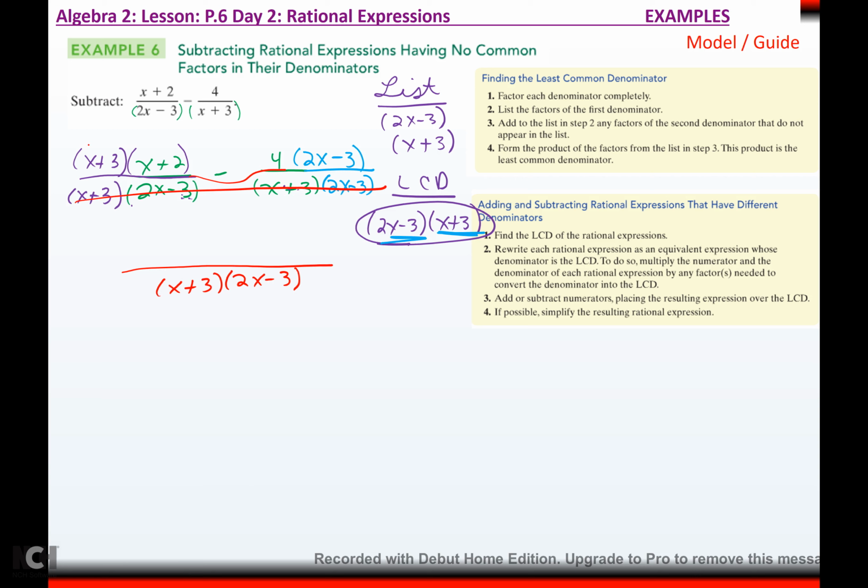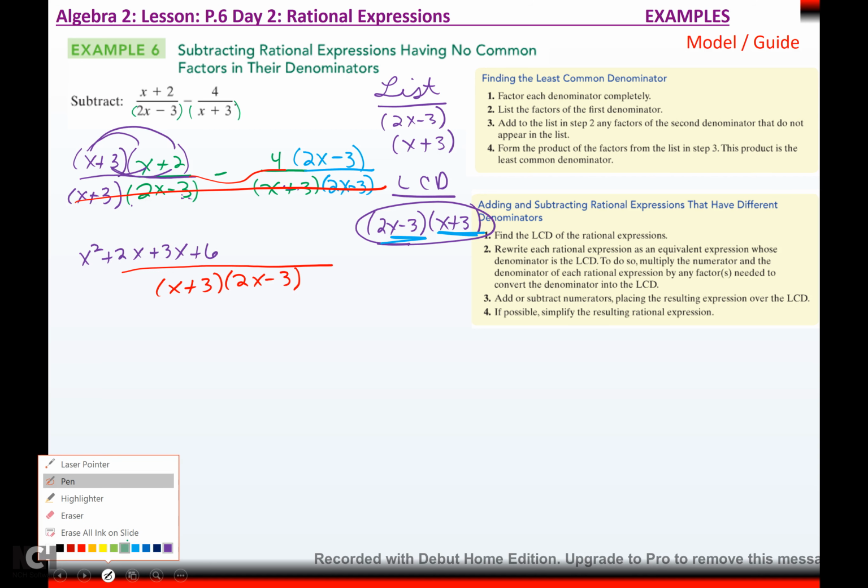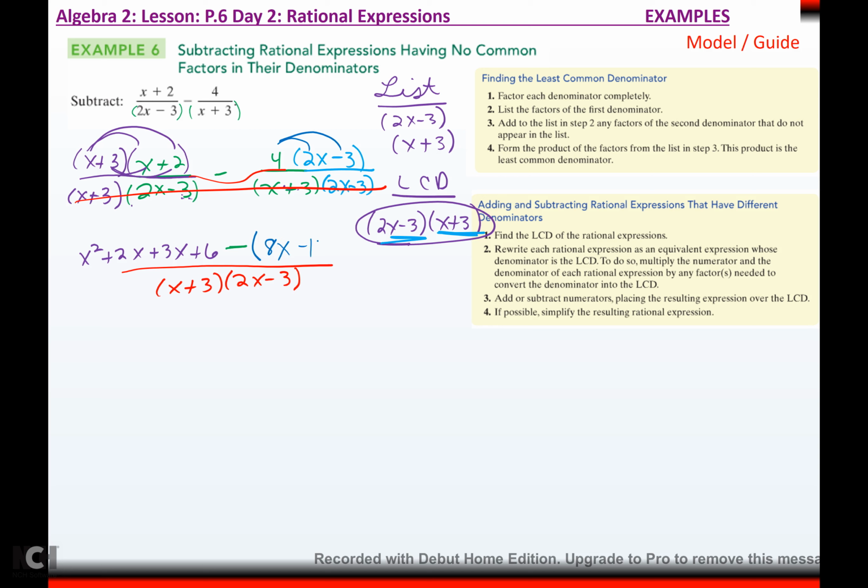So over here I'm going to have x times x is x squared. That's going to be 2x. That's going to be 3x. 3 times 2 is 6. Now here's where you've got to be real careful when it's minus. Whatever you're subtracting, you better put in parentheses because you're going to have to distribute that negative. So if I distribute, I get 4 times 2x is 8x. 4 times negative 3 is negative 12. So I'm going to clean this up. I'm going to combine like terms and distribute my negative.